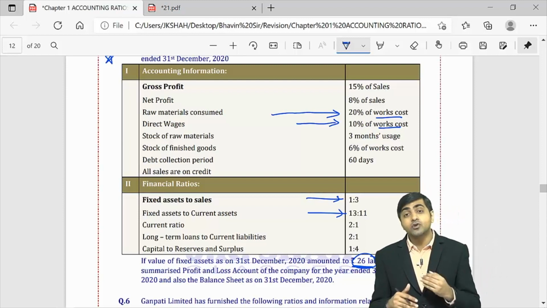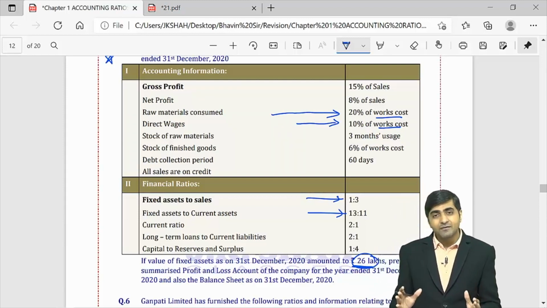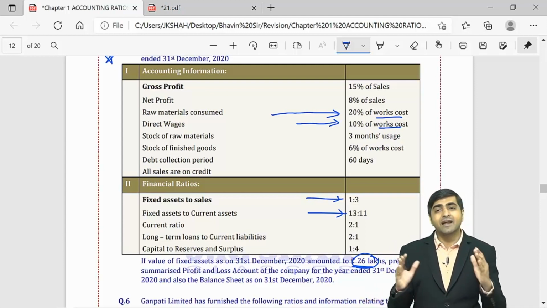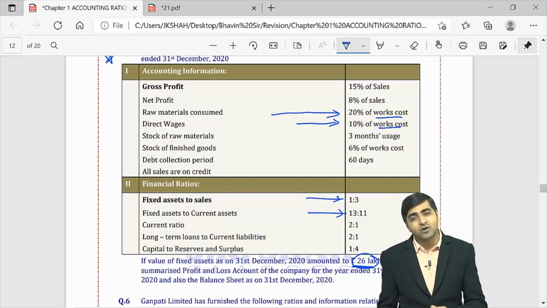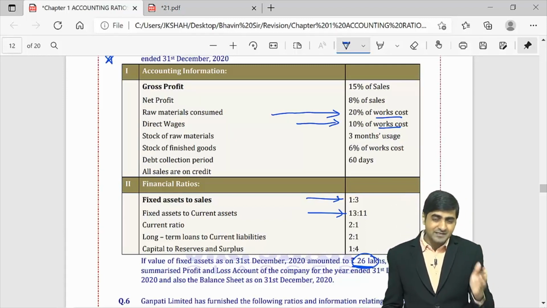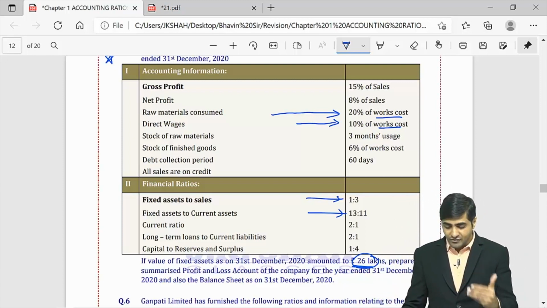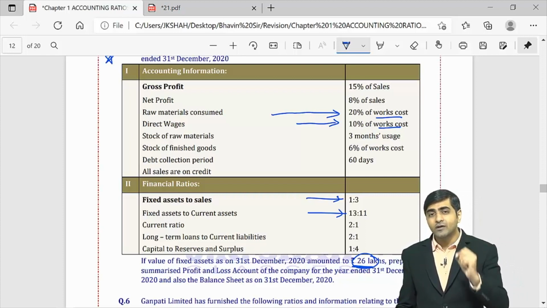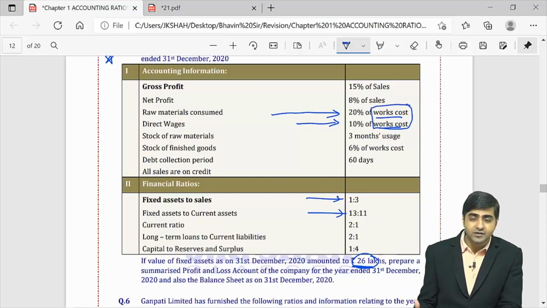Then we can calculate your works cost. So your sales is available with the help of your fixed assets. From that we are going to subtract the GP, we'll be getting the COGS or the work cost in this particular question, and that works cost will be multiplied by 20%, 10% and the balancing 70% to get the other items in the trading profit and loss account. So this question also, my dear students, I want you to revise one day before the examination, and here the important concept was the interpretation of this work cost.